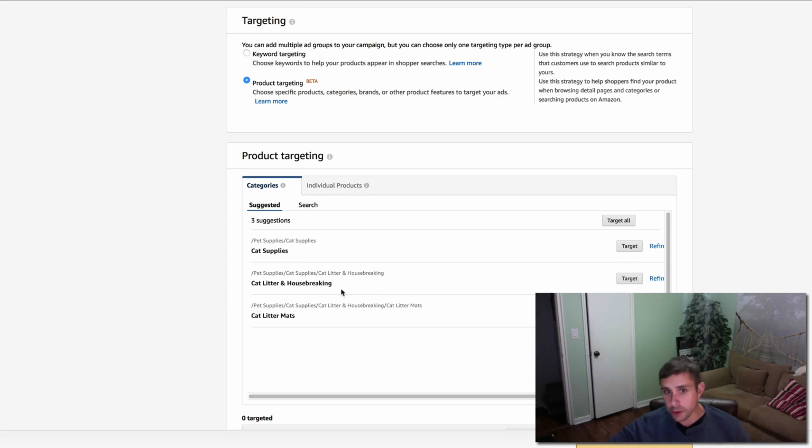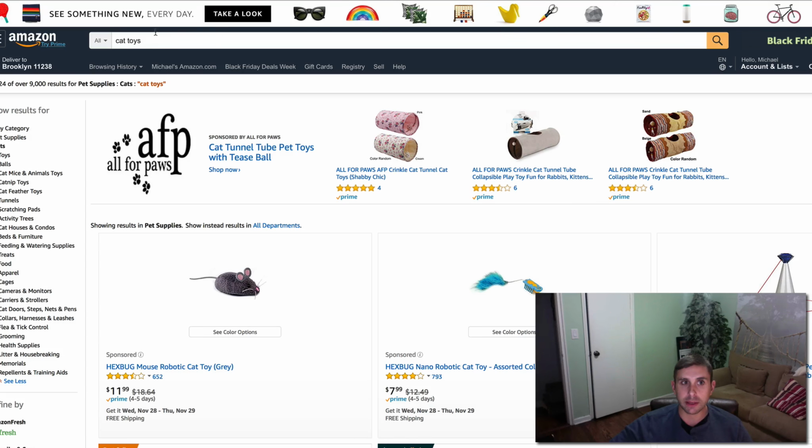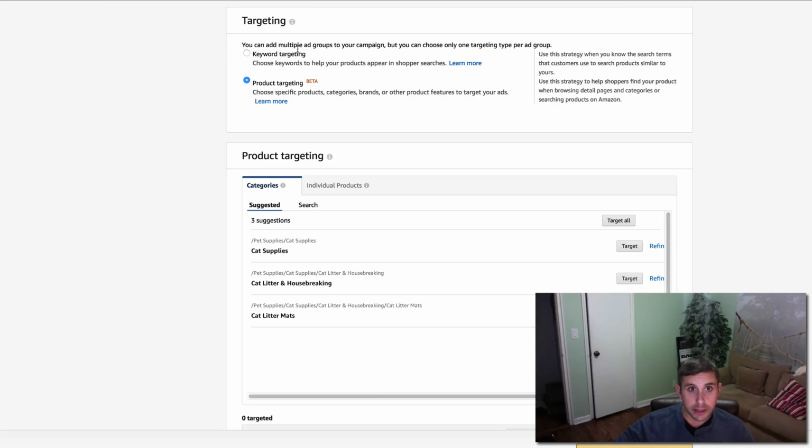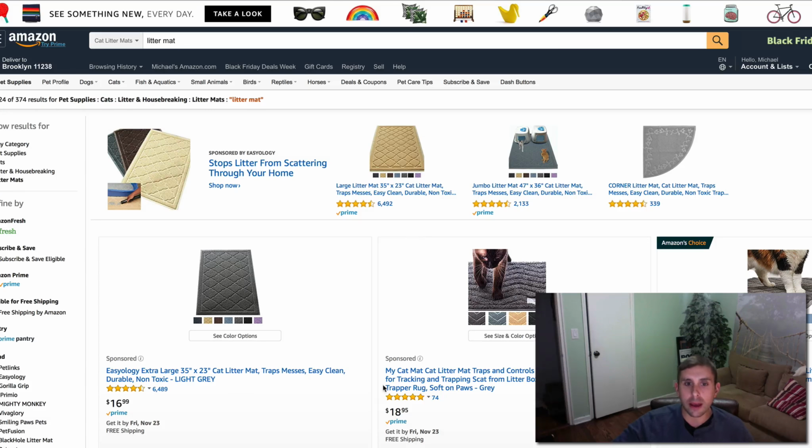So what this means is if you target these 3 different categories, and let's say somebody types in, let's use litter mats as an example, just to make it more precise. If you type in litter mat, now we're looking at all departments. Now let's say somebody says, oh, I want to be more precise. Let me look into this category. Well, the cat litter mat category is right over here. So if somebody's going into the cat litter mat category, now the sponsored ad will show up because we are targeting this category. See, we're in the cat litter mat category, and now our ad can show up over here.